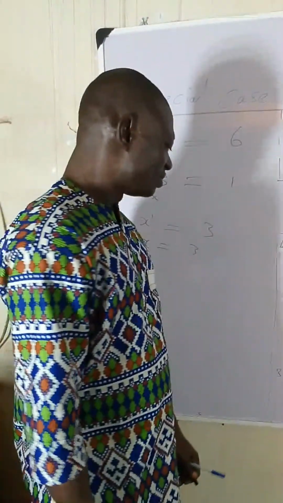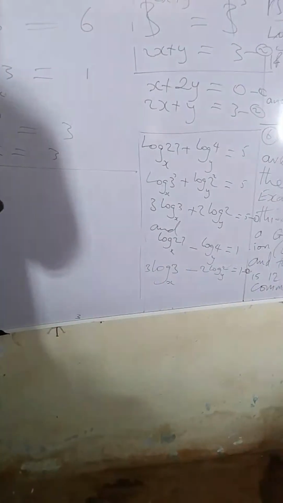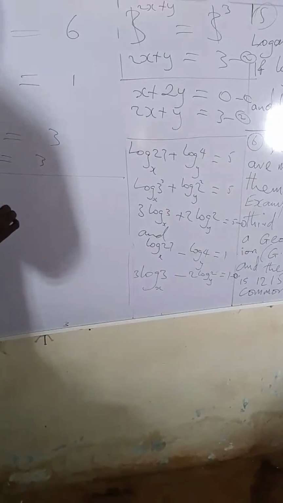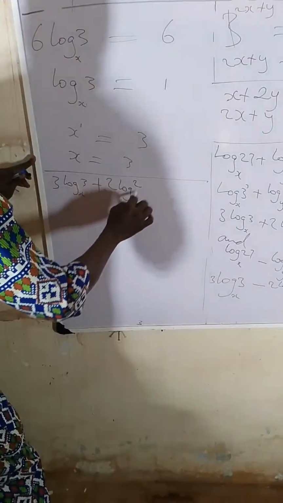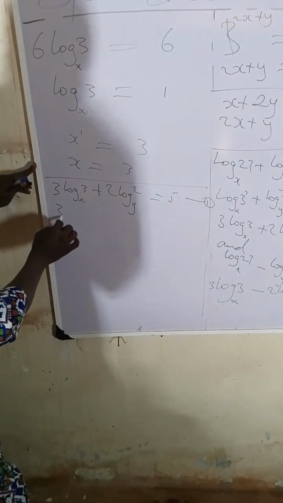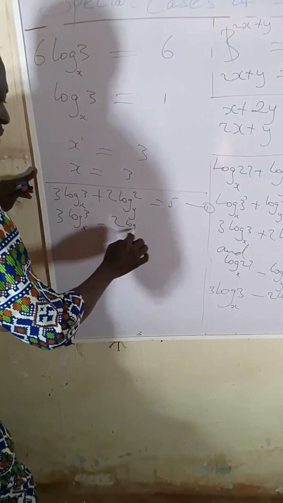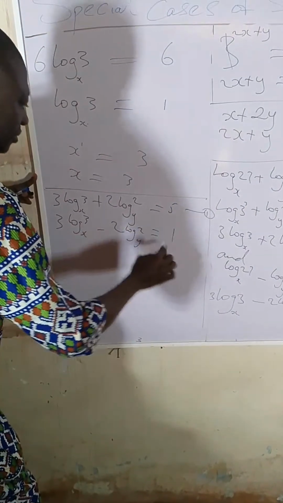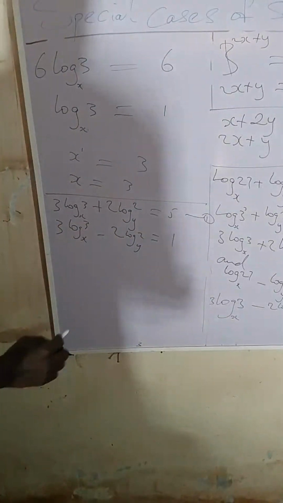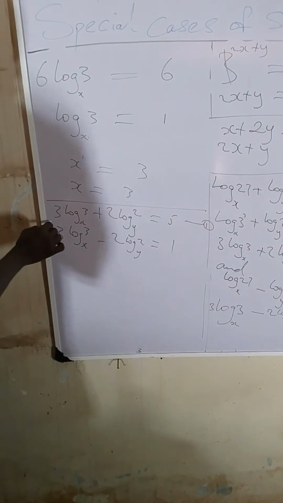And then we can pick up the two equations again. Eliminate x and solve y. So let us do that quickly. The first equation is 3 log base 3 of x plus 2 log base 2 of y is equal to 5 as equation 1. And equation 2, 3 log base 3 of x minus 2 log base 2 of y is equal to 1. Now, in this case, we want to use this equal coefficient here by subtraction.